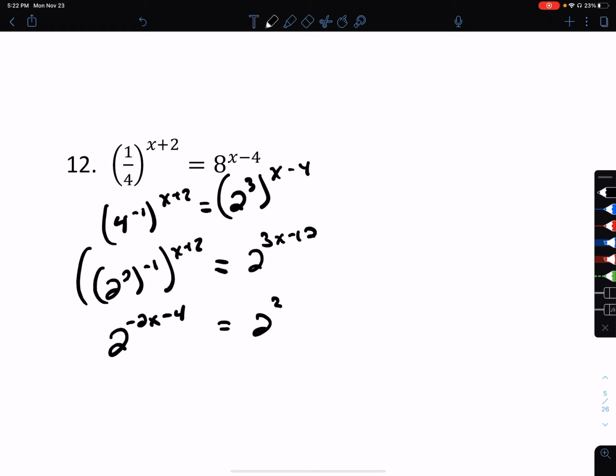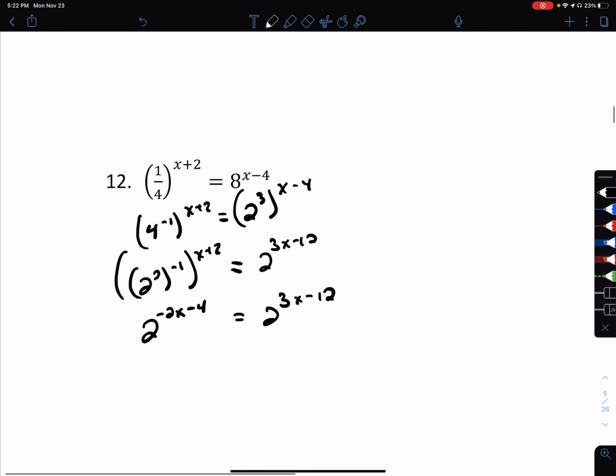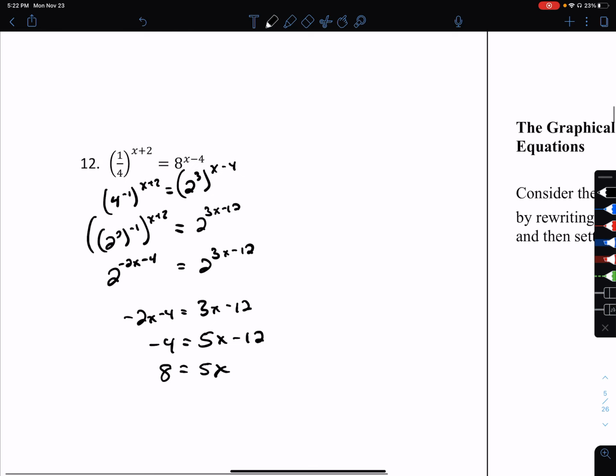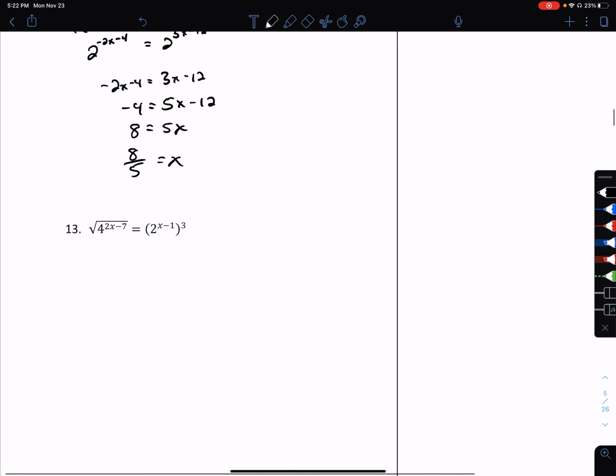Now at this point, I can use the property of equality. If I have an equation in which it's one term equal to one term, and the bases are the same numbers, I can set the exponents equal to each other. Therefore, negative 2x minus 4 is equal to 3x minus 12. If I add 2x to both sides, I get negative 4 is 5x minus 12. And if I add 12 to both sides, I'm going to get 8 is 5x. Therefore, x is 8/5. Let's do another.